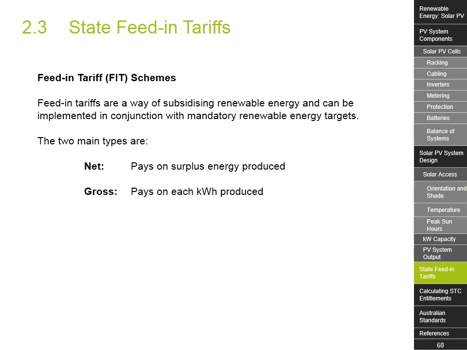FIT schemes are a policy mechanism designed to accelerate investment in renewable energy technologies. There are two main types of feed-in tariffs applied, dependent on where you are located in Australia. A net feed-in tariff, also known as export metering, pays the PV system owner only for surplus energy they produce, whereas a gross feed-in tariff pays for each kilowatt hour produced by a grid-connected system. It's a very important difference.